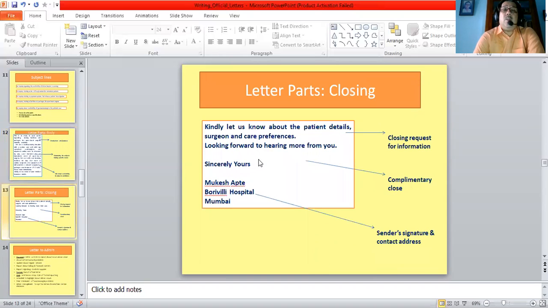Now we shall look at the closing. Kindly let us know about the patient details, the surgeon and care preferences. Looking forward to hearing more from you. Sincerely yours, Mukesh Apte, Borivali Hospital, Mumbai.